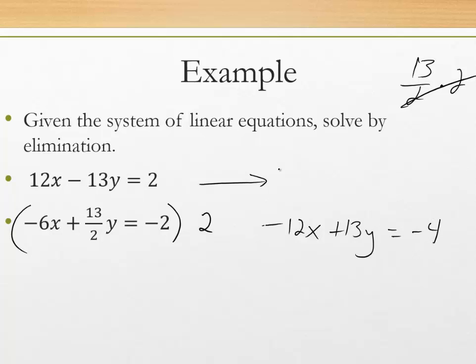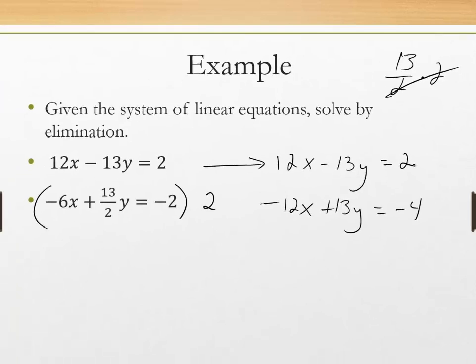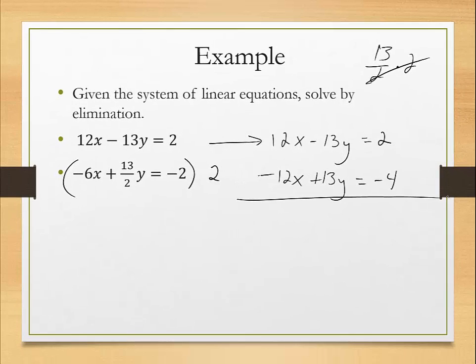Then bring across your top equation. 12x minus 13y equals 2. Now, what do you want to cancel? X's or y's? Turns out they're both set up to be canceled. Wow, imagine that. So let's go ahead and cancel. 12 minus 12 cancels. Negative 13 plus 13 cancels. Equals 2 minus 4 is negative 2.